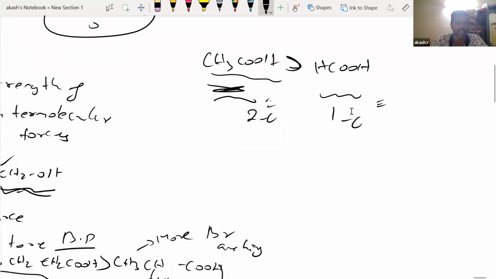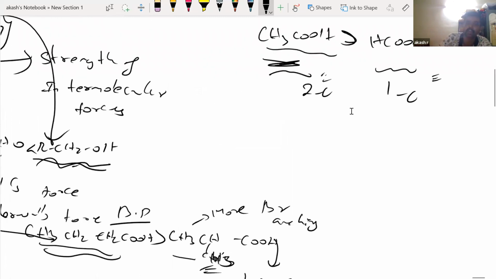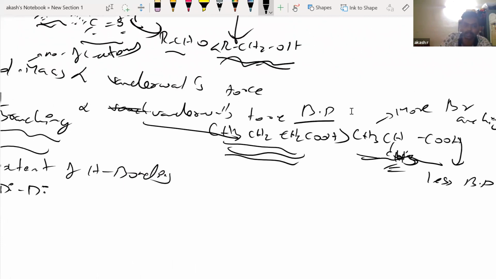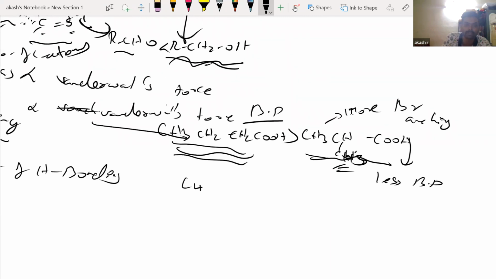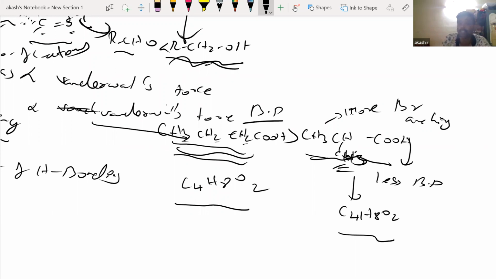Okay. Next, the branching we saw. Now these two are going to have the same molecular mass. If you look at the formula, it is C4H8O2, and for this one also the formula is C4H8O2, so both will have the same molecular mass. But in this case, what you have to look for is branching. This one has branching, this one doesn't. The one which is not branched will have the higher boiling point.